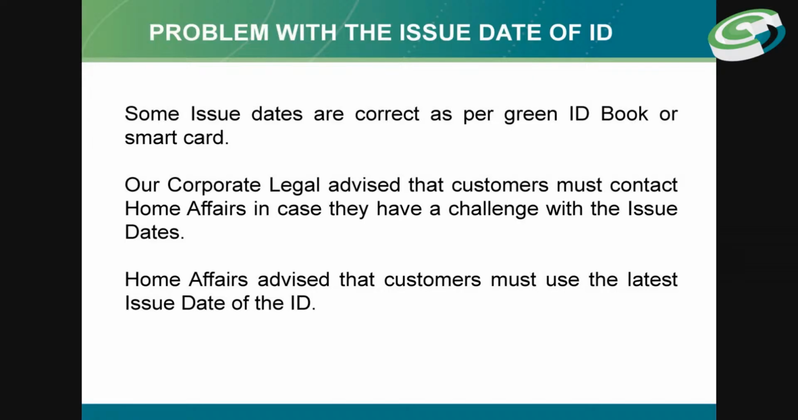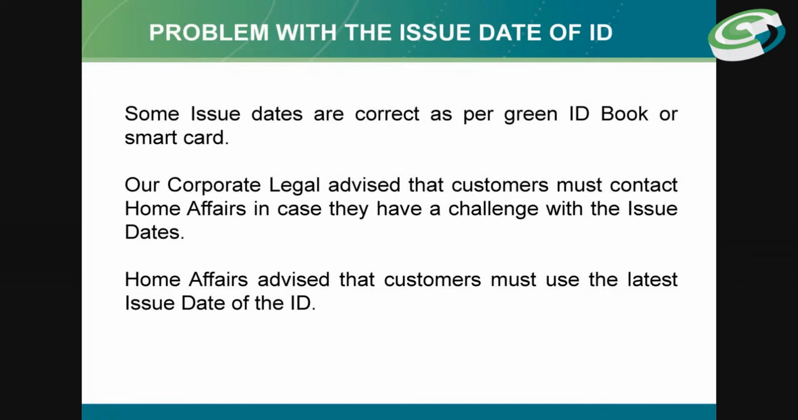So we have got the directive from corporate legal that in all cases where the ID book issue date is not taken by the system, that one should be referred to Home Affairs for assistance. Remember that the information that we use to verify the people comes directly from Home Affairs. So if you insert the issue date and the system doesn't take it because it is verified at Home Affairs, then you need to contact them to find out what the problem is with the issue date, because that information is not kept by CIPC, it is with the Department of Home Affairs.